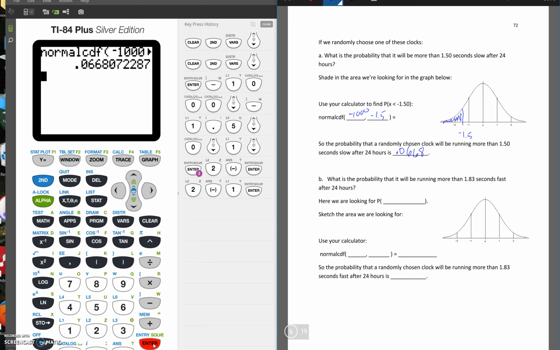So that's our probability that a clock would be running more than 1.5 seconds slow. Next it says, what's the probability that it will be running more than 1.83 seconds fast? So 1.83 fast would be up here, and more than that would be going to the right. So we're looking for P that X is greater than 1.83. Again, technically this goes all the way off to infinity, but 1,000 is close enough for our calculator. So we're going to do normal CDF 1.83, 1,000. Our mean is still 0. Our standard deviation is still 1.